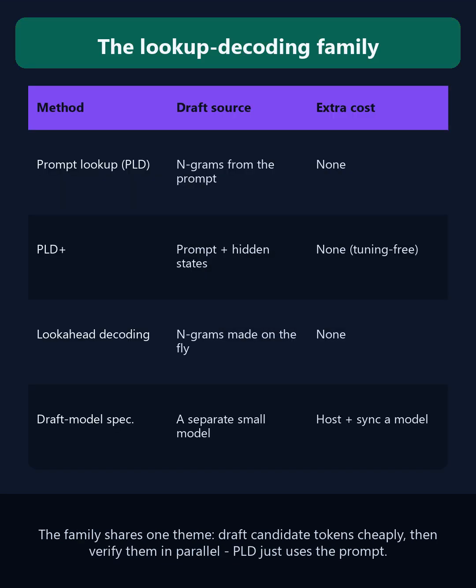There is also a smarter successor. PLD Plus, from a 2024 paper, does not stop at copying the prompt. It reuses the hidden states and attention the model already computed to pick better candidate tokens, and lookahead decoding takes a related route by generating and verifying n-grams on the fly. All of them share one theme: draft candidates cheaply, then verify in parallel.